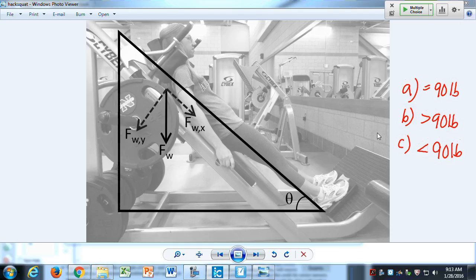So the hack squat is a simple machine, and it allows you to lift heavier weights with less force than you would otherwise. In fact, every device in the weight room, like a cable machine or a plate-loaded machine, is a simple machine in one way or another, and they make lifting heavier things easier. So if you put 150 pounds on a simple machine, you're not really lifting 150 pounds. You're really lifting something else. We'll talk about that a little bit later.